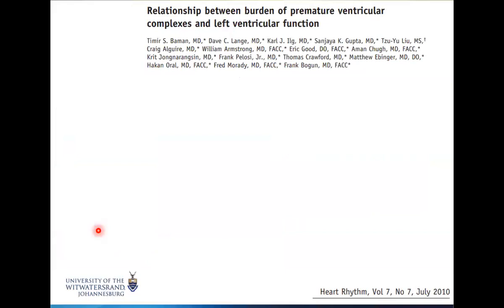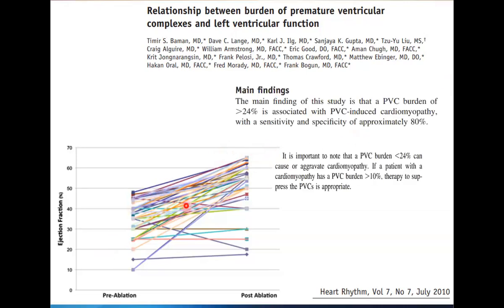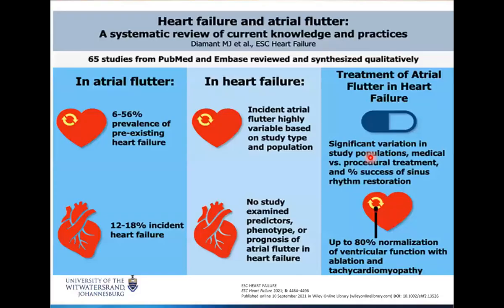The second arrhythmia that one can quickly look at is premature ventricular complexes and ablation. What you can see again in this study is the ejection fraction of these patients pre-ablation compared to post-ablation, and clearly there is marked improvement. I can see most of the graphs going up there. And the big number that they found was 24%: with a PVC burden of more than 24%, most of them develop cardiomyopathies.